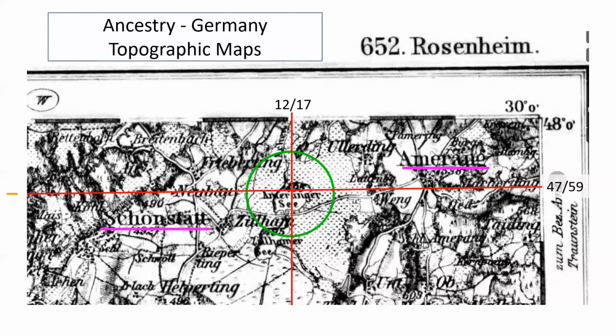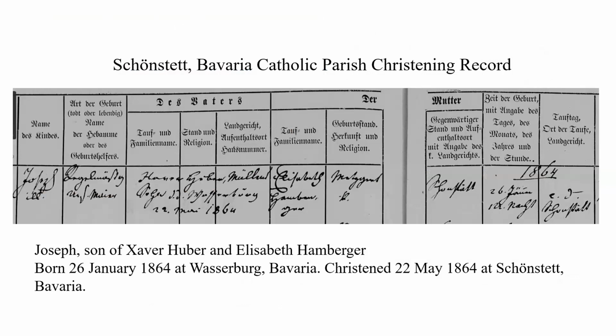A check in Meyer's Gazetteer listed the town of Amerang, but not the town of Schoenstatt. Checking under phonetic spellings of Schoenstatt showed that there was a town by that name near the town of Amerang. A check of the parish records of Amerang for Joseph Huber was nil. A check of the parish record of Schoenstatt showed the following birth entry. Name: Joseph Huber, born 26 January 1864 at Wasserburg. Christened 22 May 1864 at Schoenstatt. The father was Xavier Huber and the mother was Elizabeth Hamburger.